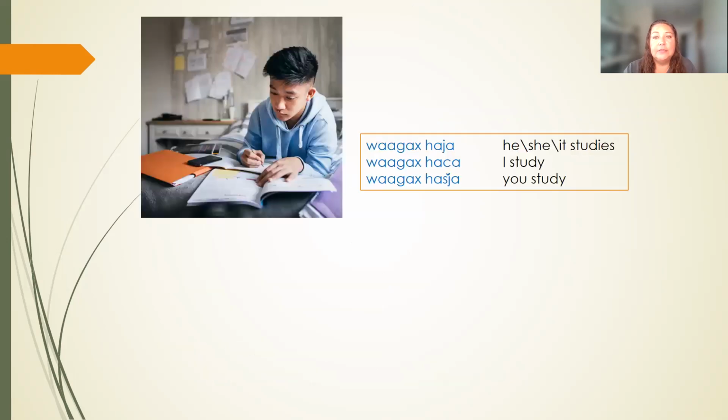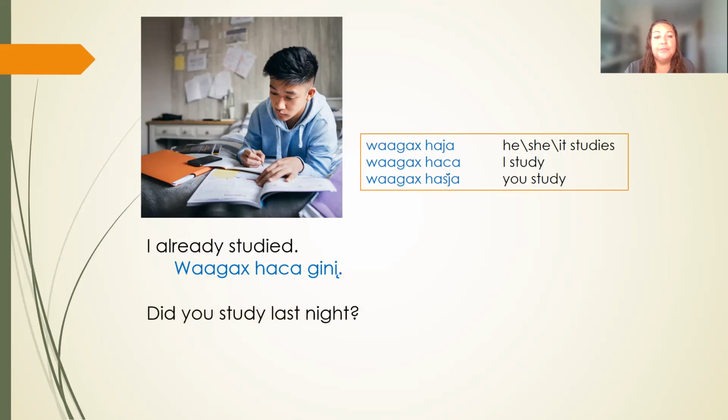All righty, we've got some more studying happening here. So these are past tense sentences that we're going to cover. I already studied. I already did it. I'm not going to do it anymore. I already studied. So let's do verb first. So say I study. And then the word for already. Do you remember this one? Waagax hacha gini. Gini is already. Waagax hacha is I study. Gini, I already studied. All right.